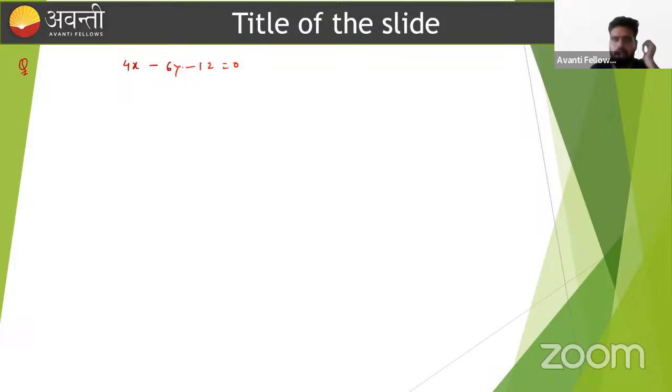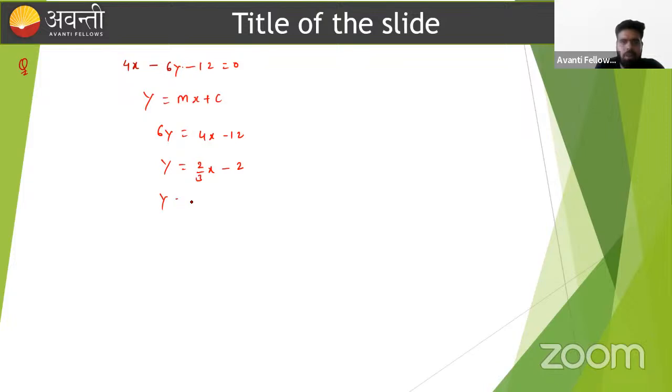How can we plot the graph of this line? What is our first step, beta? Our first step is to convert the given line into our standard form. What is our standard form? y equal to mx plus c. So here we have to separate 6y. Then 6y will equal 4x minus 12. If you want to separate y, this will equal 4 by 6, that is 2 by 3x, and this will equal minus 2.